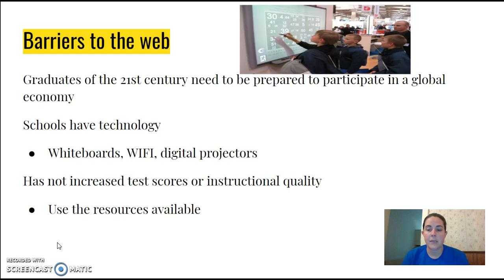Basically, graduates need to be able to participate in the global economy. A lot of schools have technology. They have digital whiteboards, 3D printers, digital projectors, one-to-one computers. But unfortunately, that technology is not translating to an increase in test scores or instructional ability of teachers. So that's one barrier. And it talks about one of the main ways to increase instructional quality is to use the online resources available.